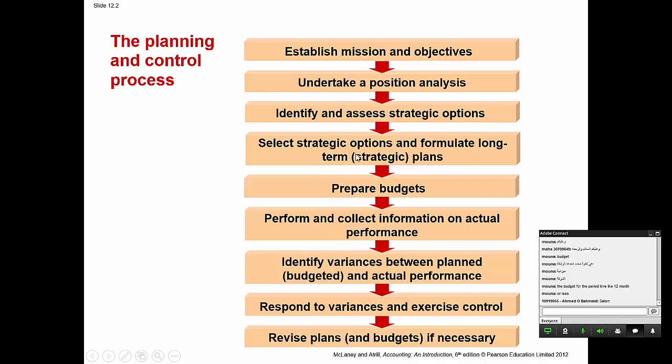We need to revise the plan. For example, we again change the price of raw materials in order to cope with the change, with the environmental change that we have. These are the links between strategic plans and strategic objectives.